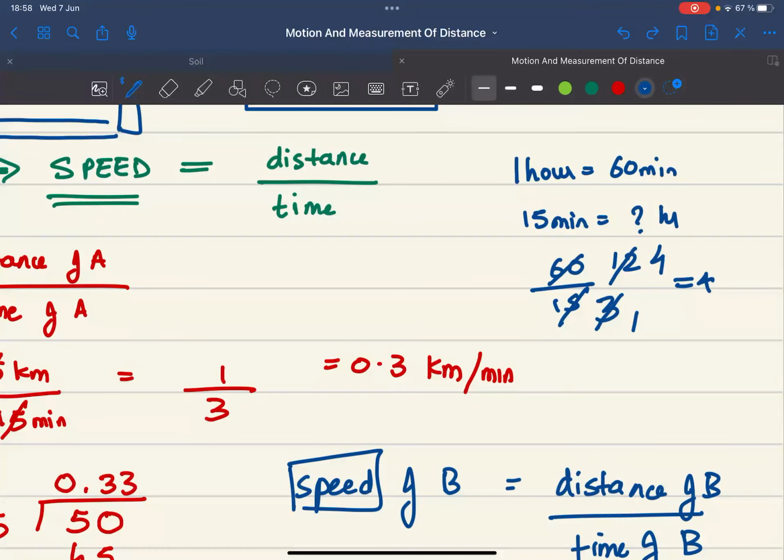Guys, 1 minute, my network is glitching. Just wait for 1 minute. Is my screen visible to all of you? Am I audible to you? Ma'am, your screen is not visible. 1 minute.